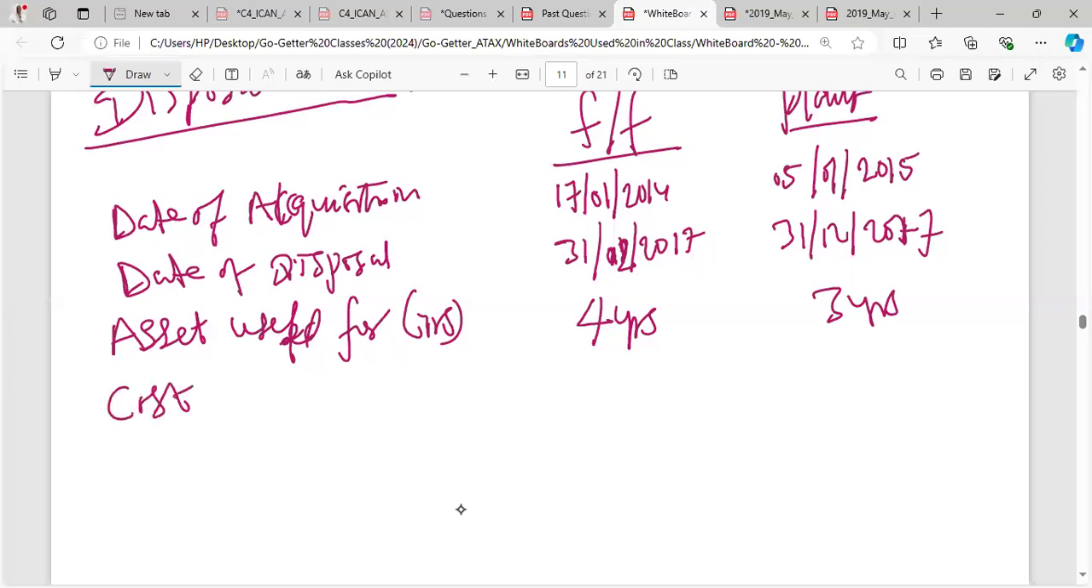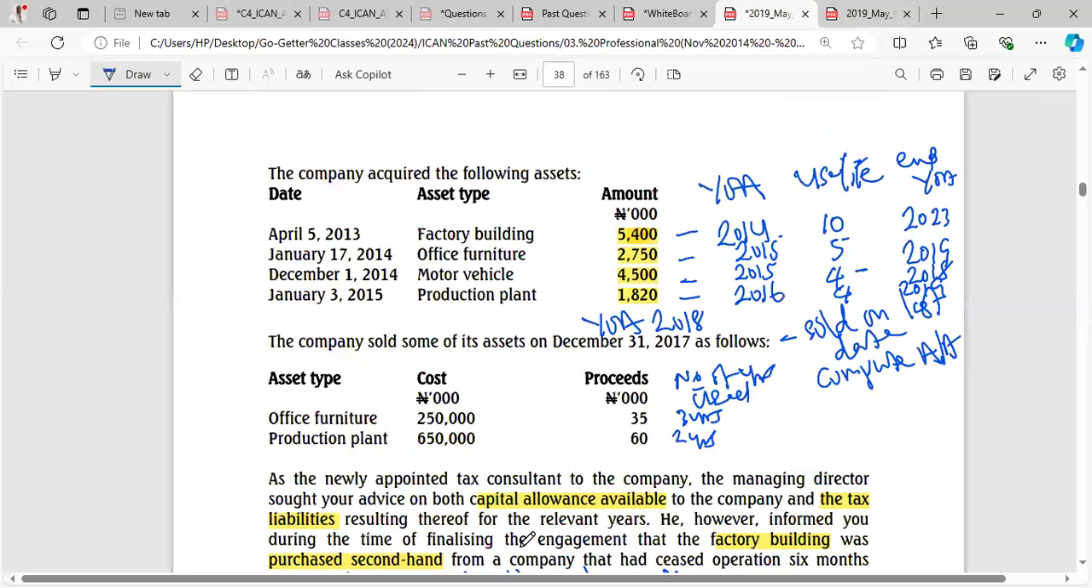So we'll say cost of asset disposed. Cost of asset disposed, we are given... I think there's a mistake. It's supposed to be just 250 without these thousands, because this is office furniture. This is 2750, and there's 1,000 up here. This cannot be 250,000 and there's 1,000 up here. So these 3 zeros are not supposed to be there. So we'll take it 250 and 600.